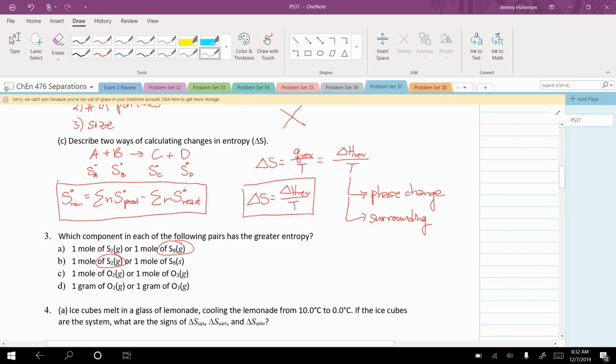1 mole of O2 gas, 1 mole of O3 gas. That's another situation just like the first one. They have the same number of particles, same phase. Look at O3 because it's bigger.